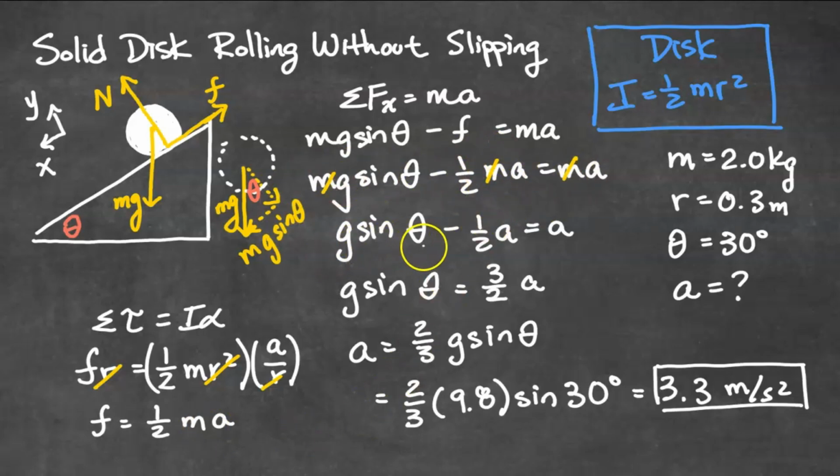That leaves us with g sine theta minus 1/2 a is equal to a. I'm going to combine the a's and solve for a. I'm going to substitute 9.8 for g and 30 for theta, and we get that the acceleration is 3.3 meters per second squared. Notice how we combine both linear motion and rotational motion equations to solve this problem.